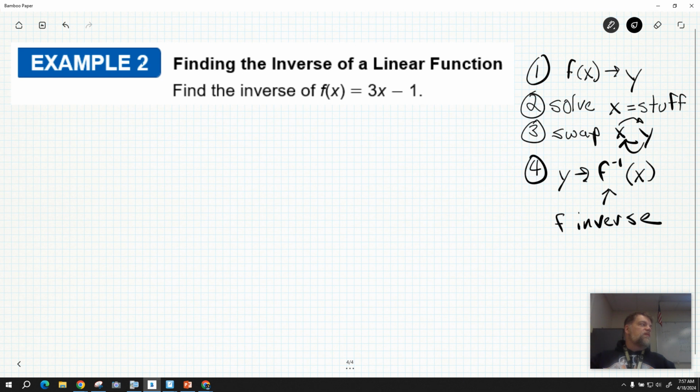So I have f of x is equal to 3x minus 1. Step 1, replace f of x with y. Done. Check that off the list. Okay. Next step, solve for x. So I'm going to add 1 to both sides.